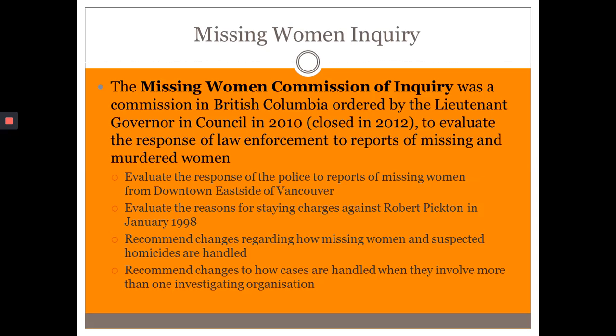Having abducted women, he raped them, sexually assaulted them, possibly in some cases may have tortured them, and then gone on to murder them and feed the bodies of the murdered women to the pigs on the farm.